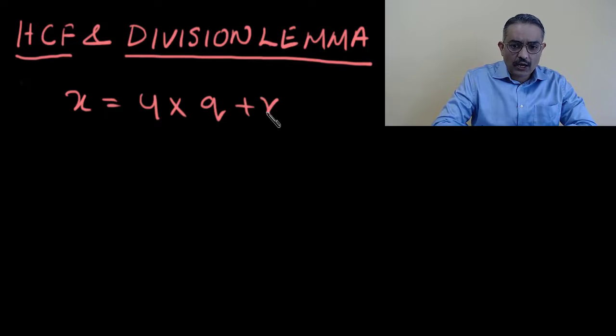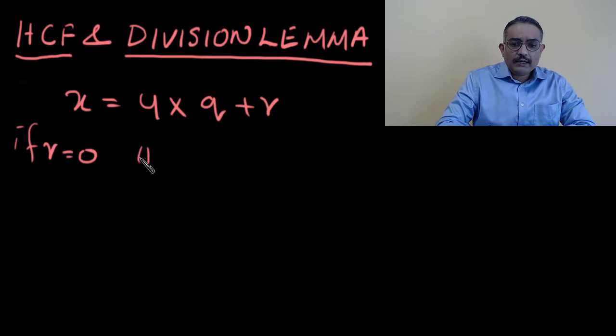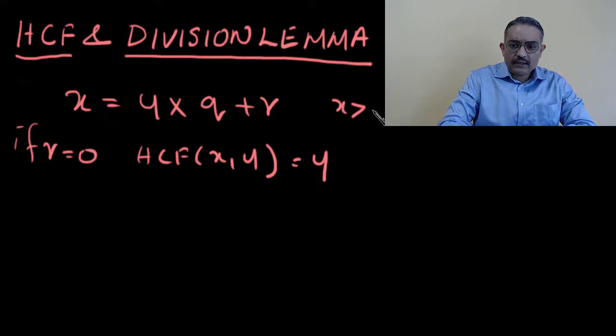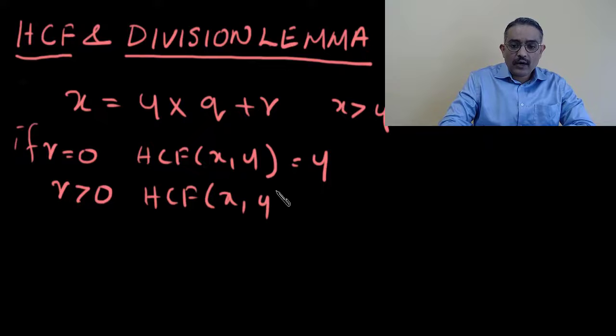So let's review the three key points that we want to learn. First is the standard division model looks like x equal to y times q plus r. Now there are two possibilities. If r is equal to 0, then the HCF of x and y is y, assuming we have x greater than y. If r is greater than 0, then for the HCF of x and y, you need to apply the division lemma.